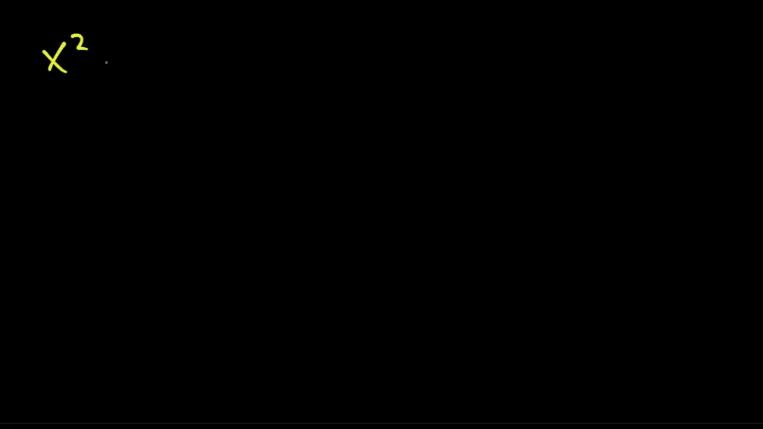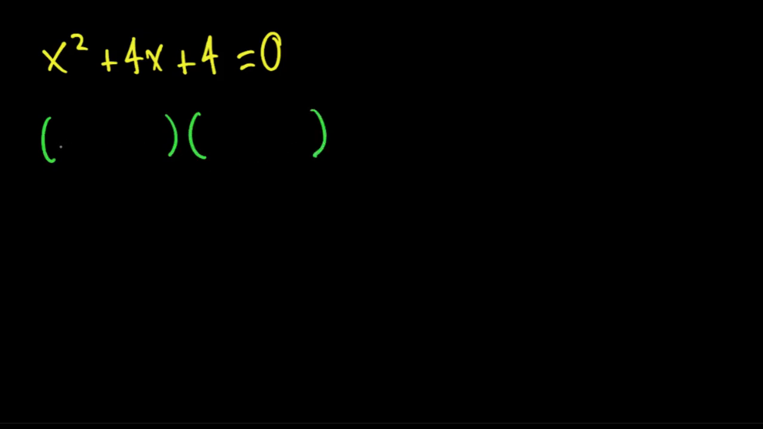x squared plus 4x plus 4 is equal to 0. So first we need to factorize this and then we can solve it. So draw two parentheses because that's what a factorized quadratic will take the form of. And automatically we can draw an x at the beginning of each, because we know that x is going to multiply with x to give us x squared. So we've already seen that, we already know that.